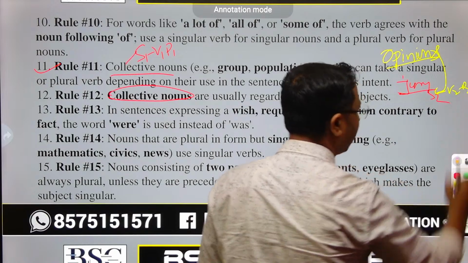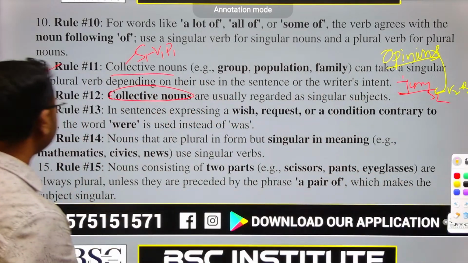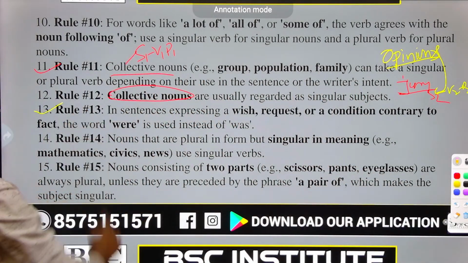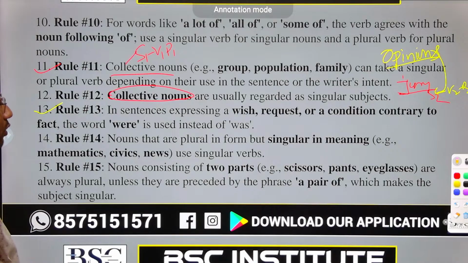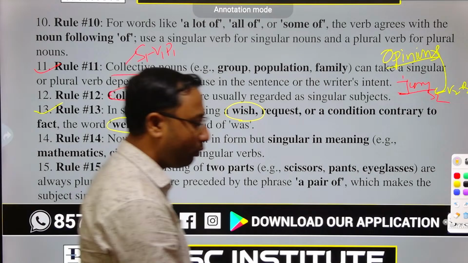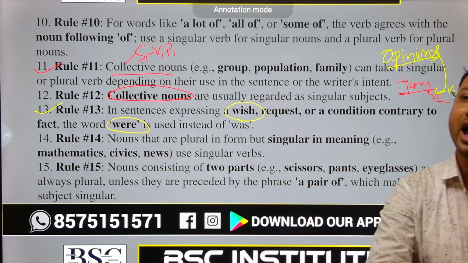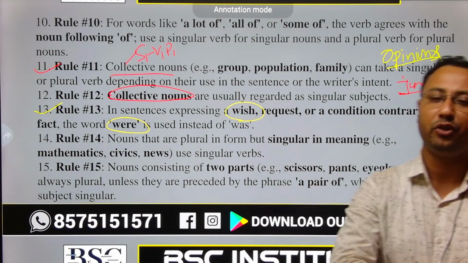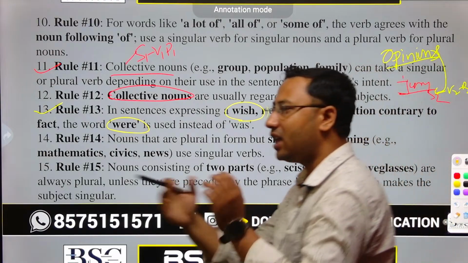Next, in a sentence expressing a wish, request, or condition contrary to fact, the word were is used. Directly they are telling us that if a sentence is denoting a wish, we have to use were instead of any other auxiliary verbs.